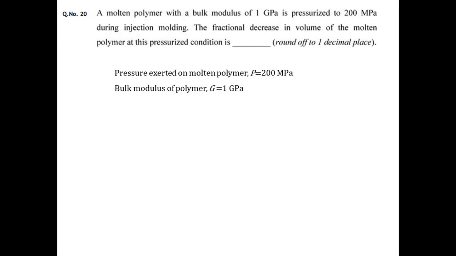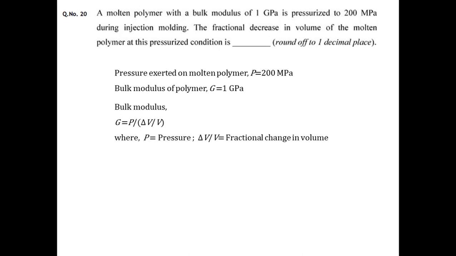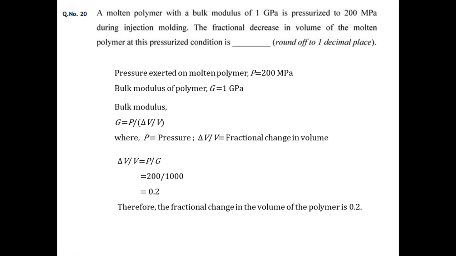So here, it is given that pressure applied is 200 megapascal and the polymer's bulk modulus is 1 gigapascal. As we know, bulk modulus is equal to pressure divided by change in volume. So, by simply putting the values of modulus and pressure, we can calculate fractional change in volume. And the value is 0.2.